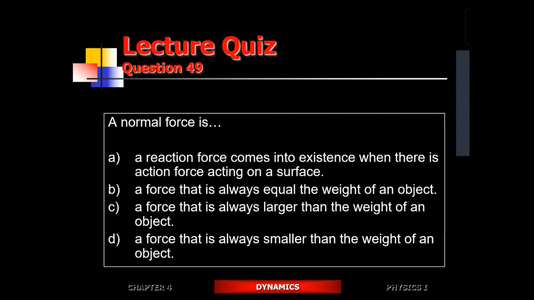Okay, so the normal force is a reaction force that comes into existence when there's an action force acting on a surface. Normal force is a result. A is the best answer. All right, so most of you guys missed it. It doesn't have to equal the weight of an object. It can be bigger than the weight. It can be smaller than the weight. Just like the person standing on top of the scale, if that person shifts his or her weight onto a different surface, then the person is going to end up weighing less or more. All right, so A is the best answer for that.